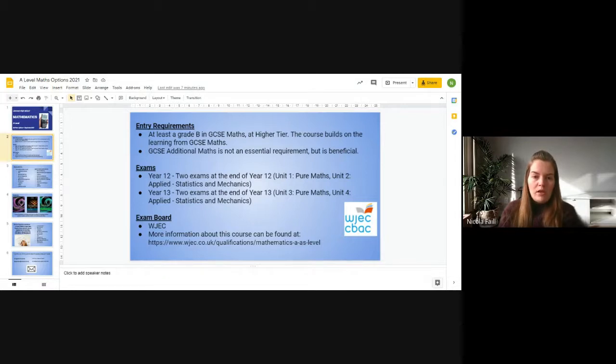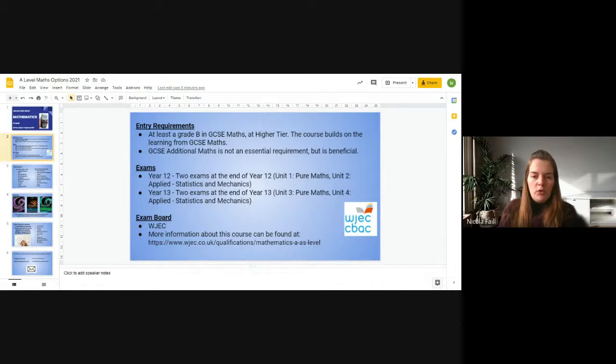Now, the way the course is examined for A-level maths, you've got 2 exams in year 12 and 2 exams in year 13, and they follow a similar sort of model. At the end of year 12, there are no exams in January or at any point in the year, just at the end of the year. You've got Unit 1, which is what we call pure maths. Okay, I'll go into that in a bit more detail in a moment. And Unit 2, which is the applied section of the course, which focuses on statistics and mechanics. The course is sort of split into 2, the pure maths and the applied maths, which covers statistics and mechanics.